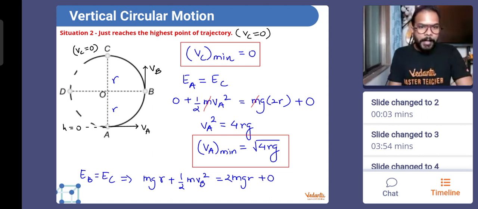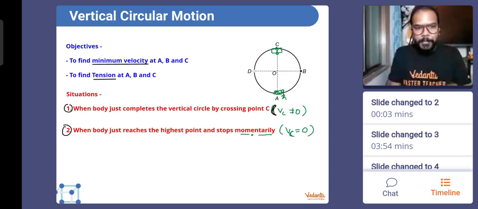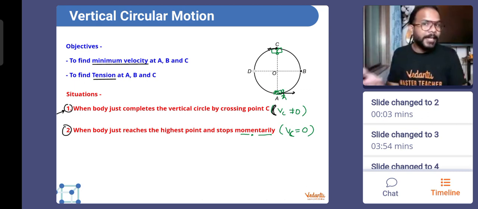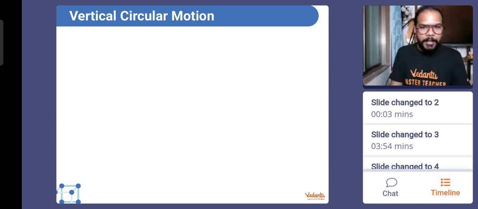Listen to me carefully. First of all, remember what the question is asking, or what the situation is. The situation is, in case number 1, we want the body to start from A, reach point C, and still move ahead and complete the circle, like a stuntman may be able to do in a vertical circle. So the most critical point is point C, right?